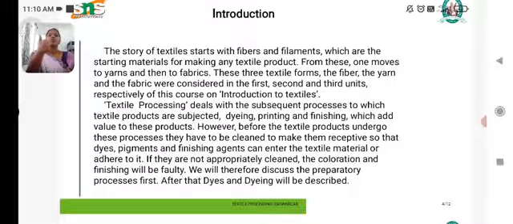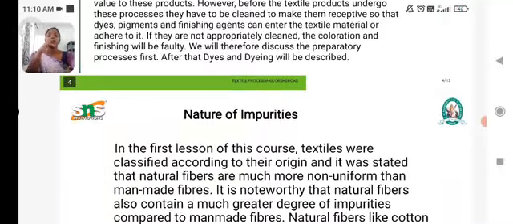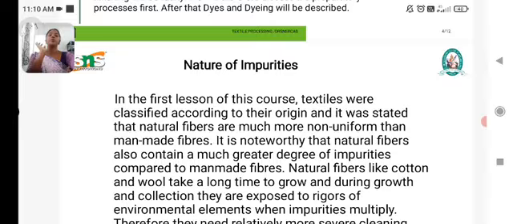We will therefore discuss the preparatory processes first. After that, dyes and dyeing will be described. Okay. Then we are going to see about the nature of impurities.